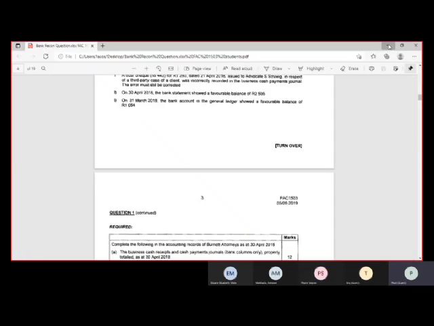Right, let's have a look at our trade and other receivables. I'm just going to catch up quickly with the theory, and we'll do questions as time goes by.